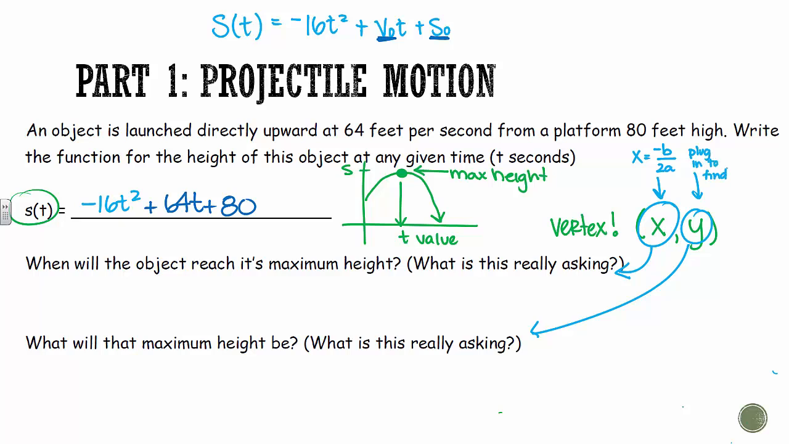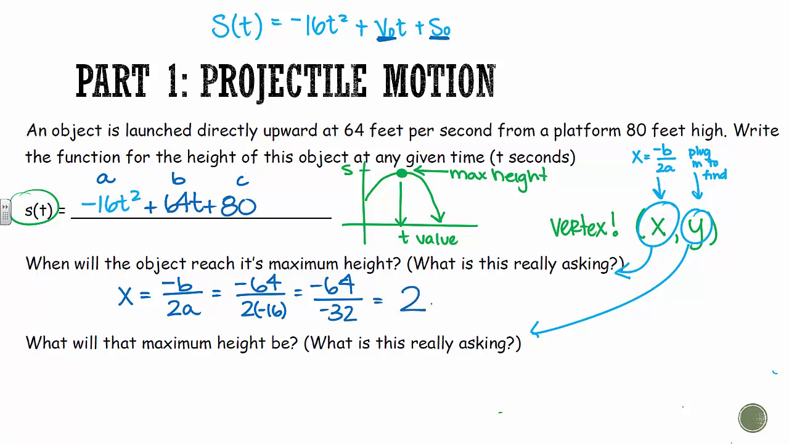Because remember, if you know an x value, you can always plug it in to find a y value. So remember, you have a, b, and c in your equation. If it's asking you when the object will reach its maximum height, you're looking for x, which is the opposite of b, divided by 2 times a. So the opposite of 64 divided by 2 times negative 16 gives you negative 64 over negative 32, which is 2. So it will reach this at 2 seconds.